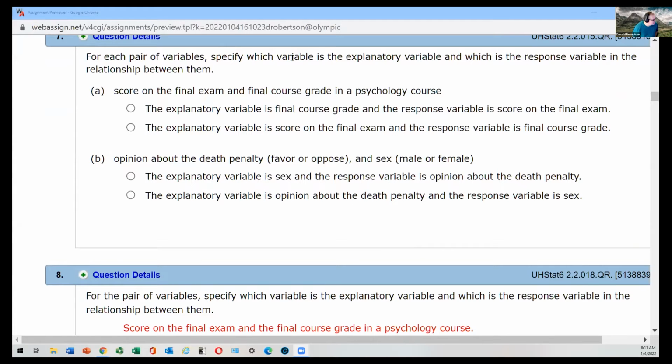For each of these, tell me which is the explanatory and which is the response variable. Okay, so the score on your final exam, that's the first set of data. Oh, I got 49 in my final exam. And your final grade, I got a 3.1 in psychology, right? Something like that. Which one of these is the explanatory variable? The exam score? I would agree with you. Would you agree?